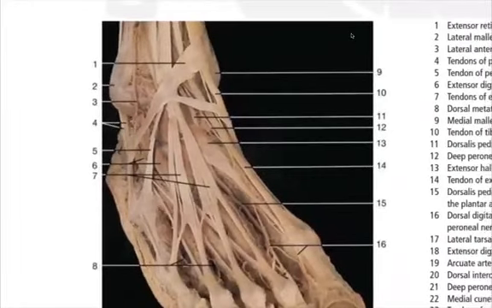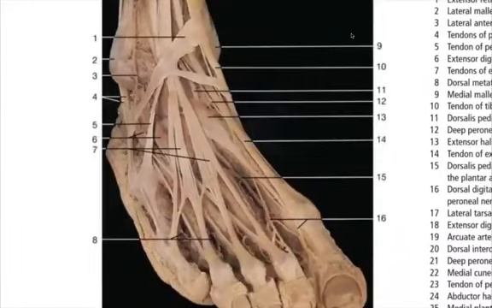From this picture again, what you need to know: number 1 is the extensor retinaculum. Number 11 is the ADP. Number 14 is the extensor hallucis longus. And if you want to go further, you can think about the deep plantar branch as a continuation of the ADP. Nothing else.